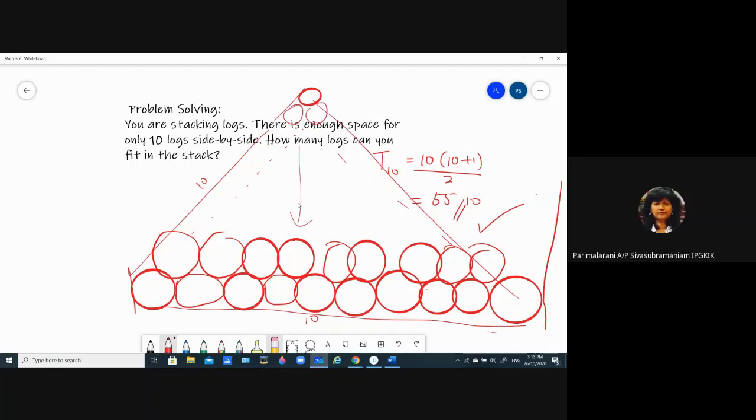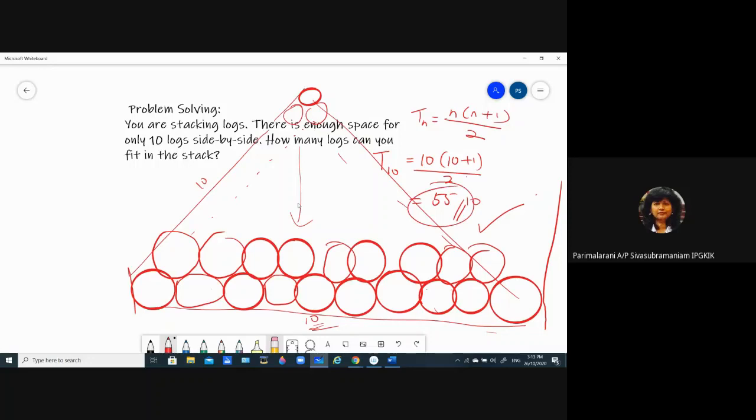So we know the last one we added is 10. Of course, when we stack, we start from this way and go up. But when we calculate, we can calculate from like that. So we know this is term 10. So putting it into the formula, we know that term n for triangular numbers is n into n plus 1 over 2. So substitute 10 and we get the answer 55.